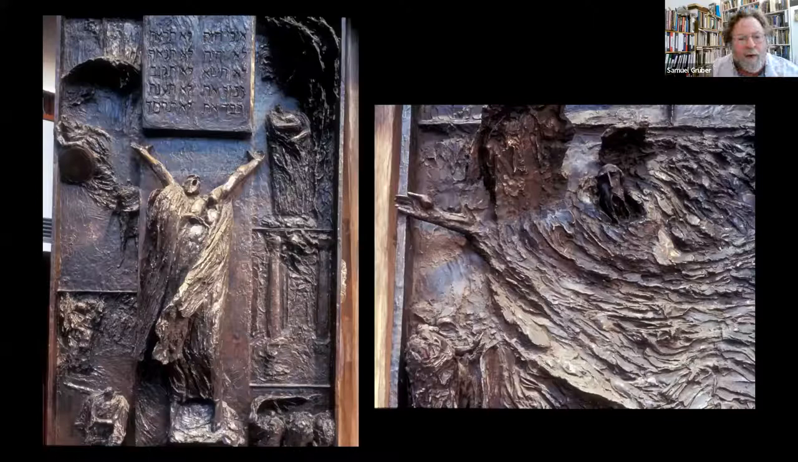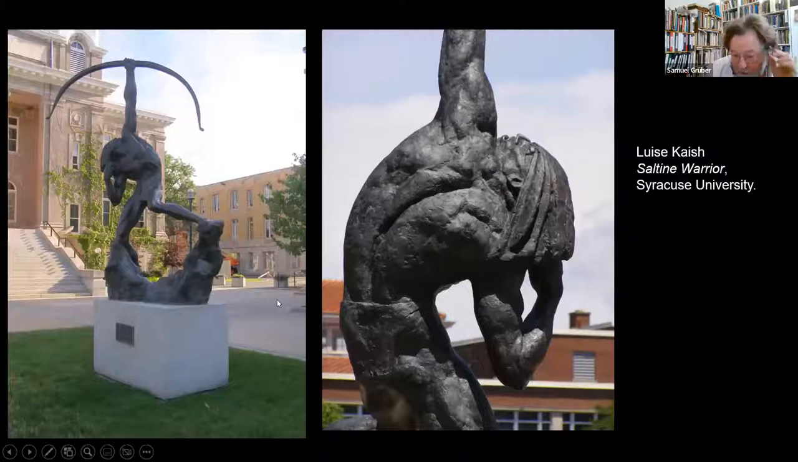I just will show this work. I see this almost every day when I go to teach. This is a work that Louise did as a graduate student, and it's called the Saltine Warrior. At that time, the mascot of Syracuse University was the Saltine Warrior, not a politically correct mascot.